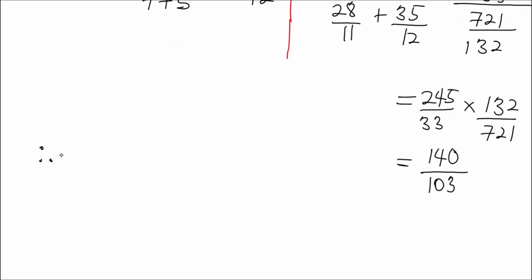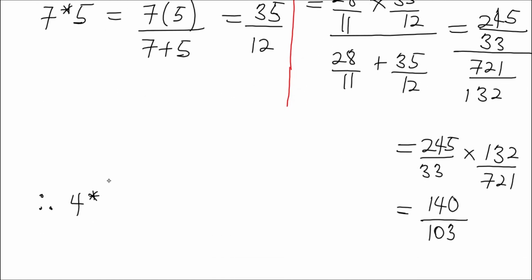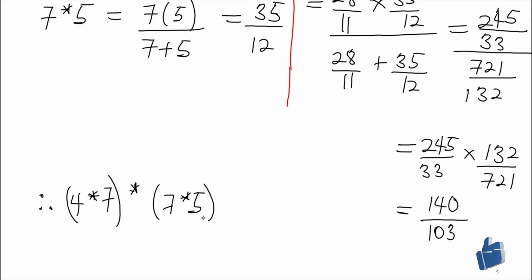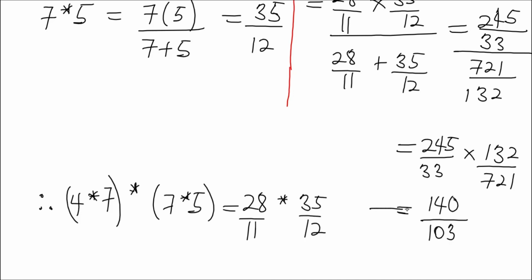Therefore we can say that the question was 4 star 7 star 7 star 5, of which we had them to be 28 on 11 star 35 on 12, which gives an answer of 140 out of 103. So this is our solution to this question, and practically this ends today's video.